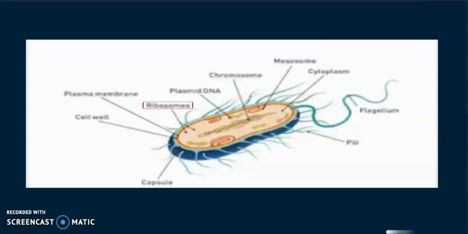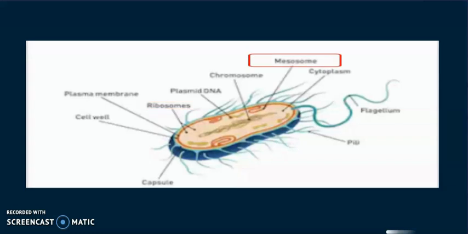Prokaryotes have ribosomes which are comparatively smaller than those of the eukaryotes, and they help in protein making, that is protein synthesis. Prokaryotes also have the mesosomes. Mesosomes are invaginations of the plasma membrane. They help in DNA synthesis and secretion of proteins.